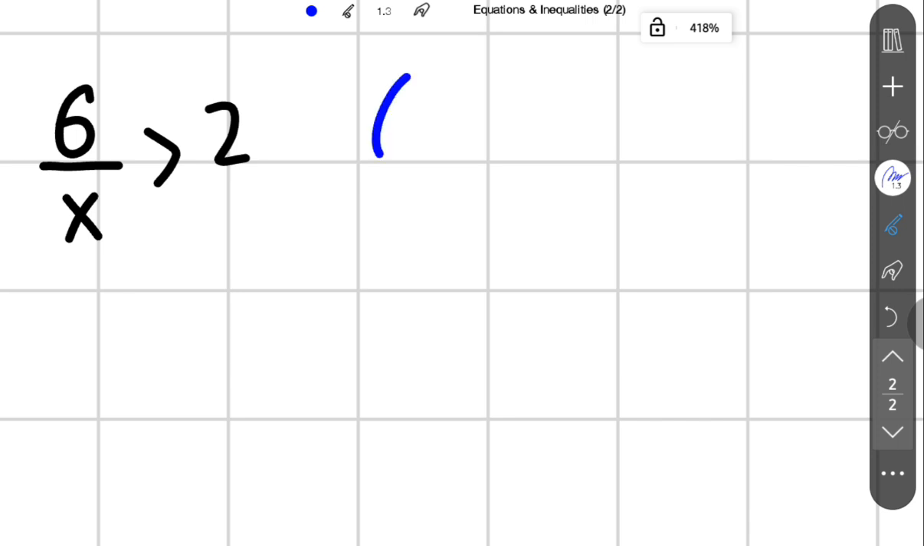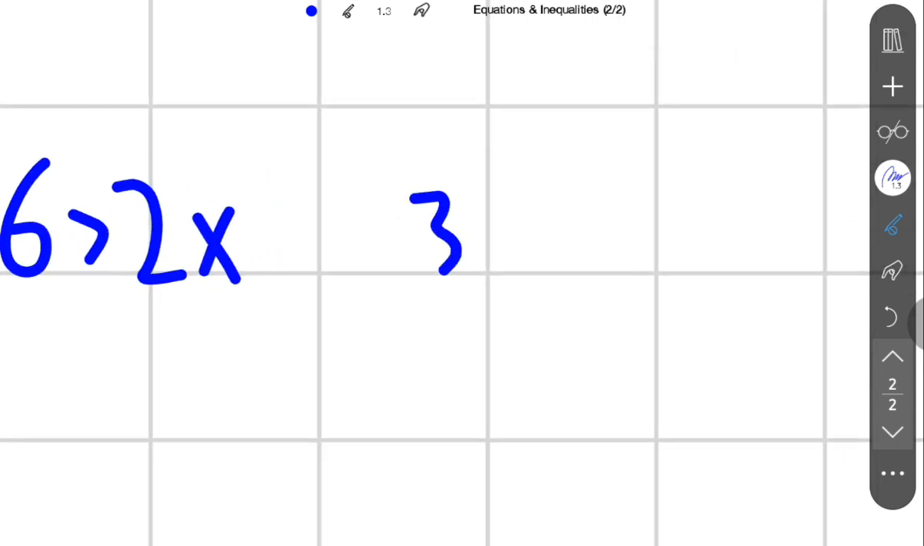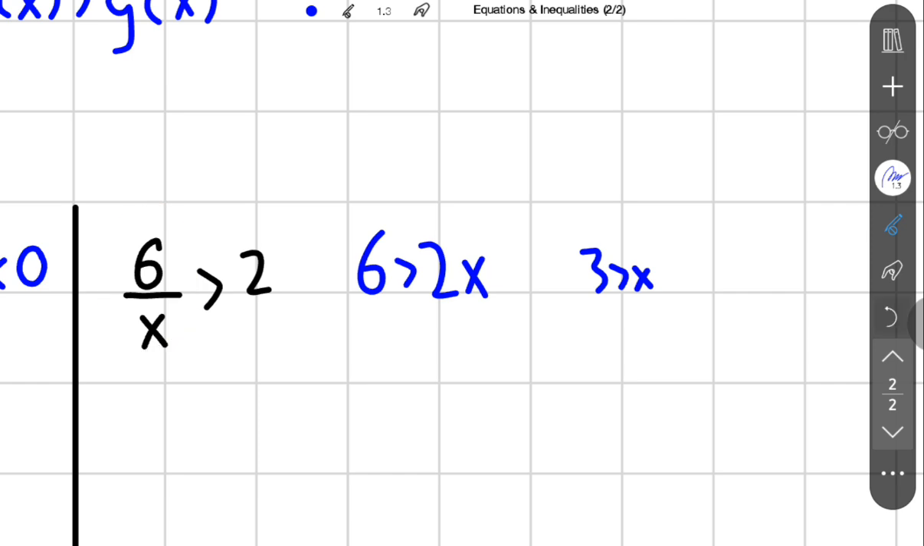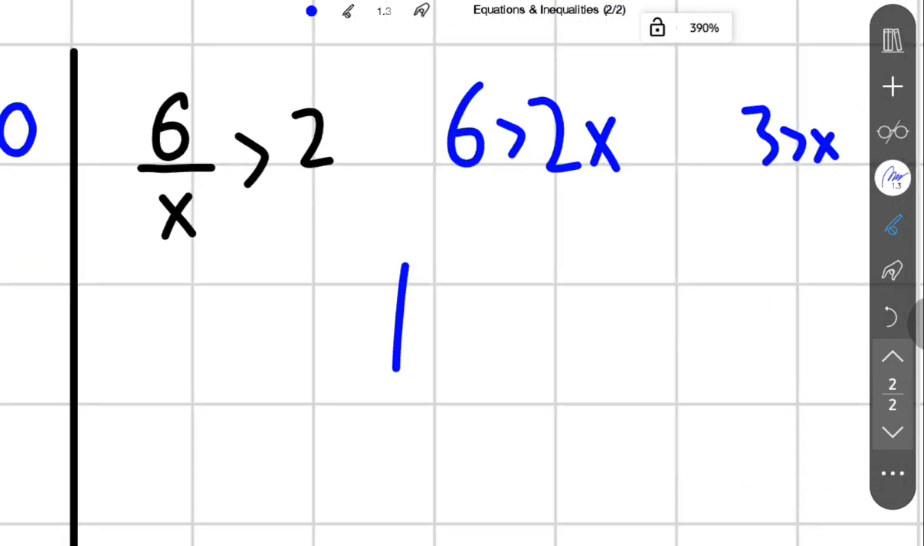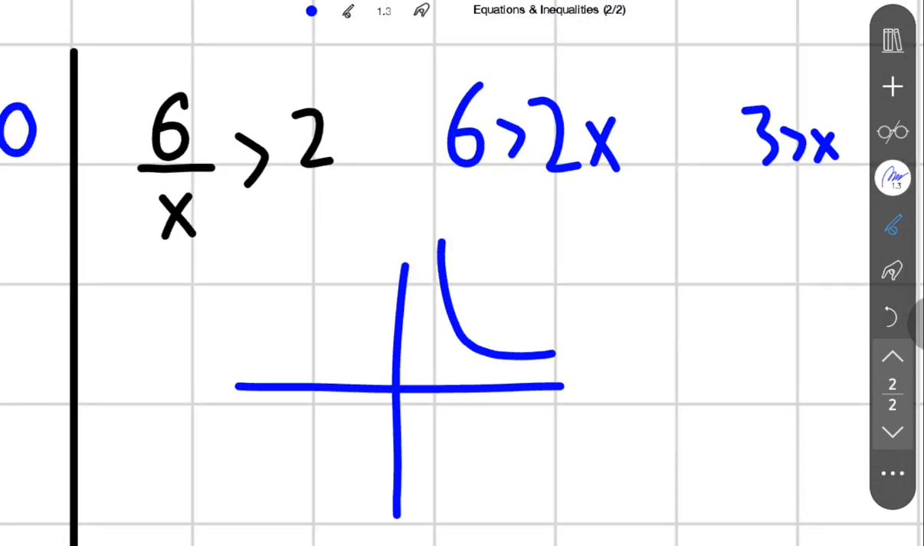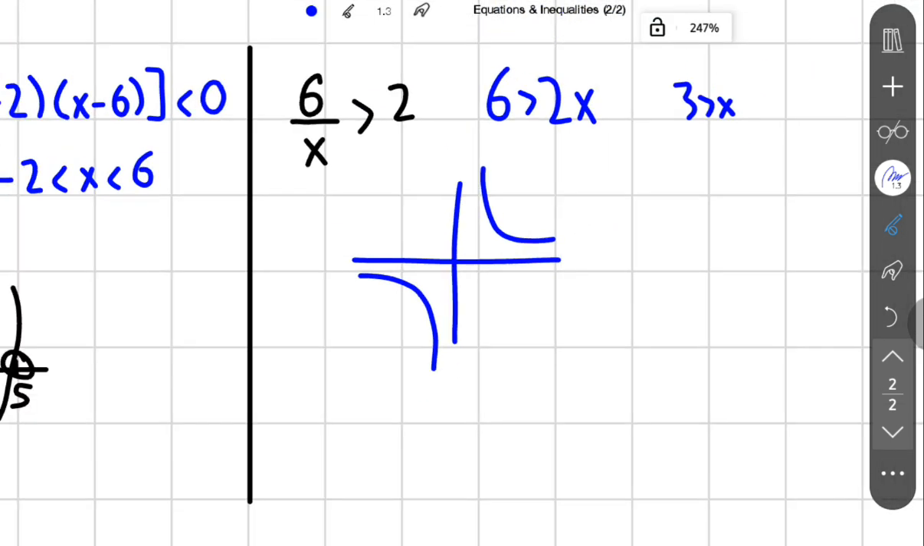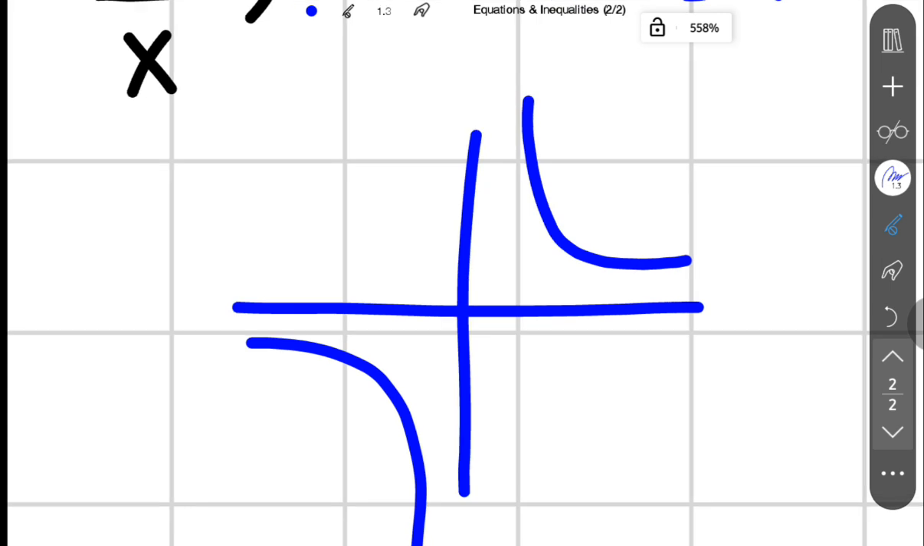So it will be basically 6 greater than 2x. So it's basically 3 is greater than x. And now let's draw the original reciprocal function, 6 over x. And I hope you guys know the standard form of reciprocal function. It's basically something like this. Yeah, it might be a bit stretched because of the 6. However, this is just basically how it looks like roughly. And let's say that 2 is here. For example, just 2 is here.